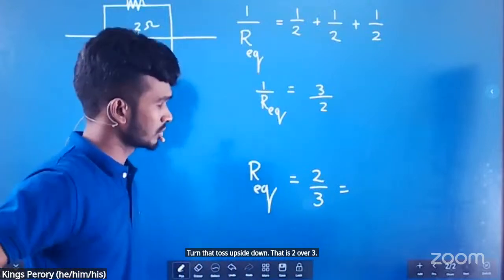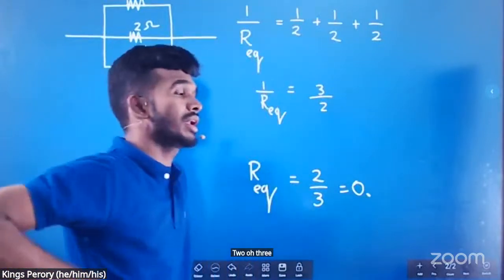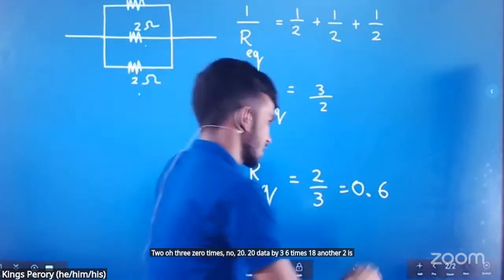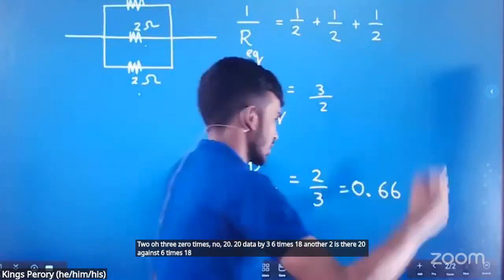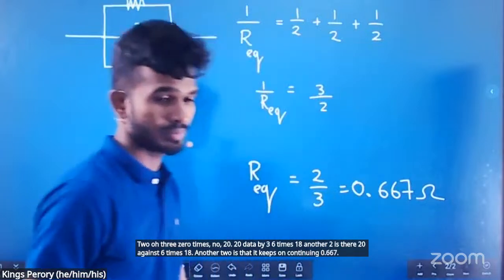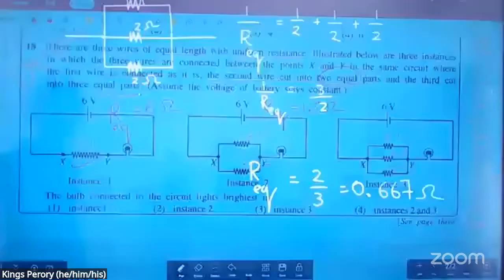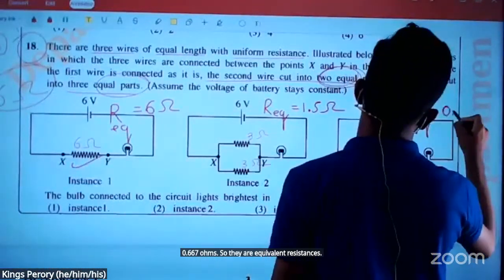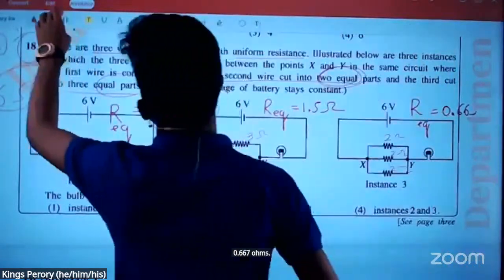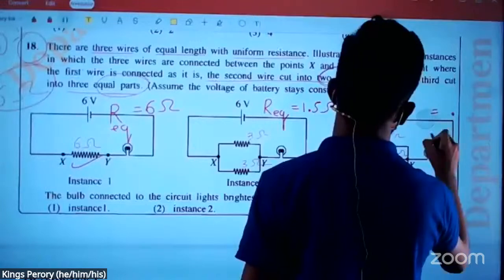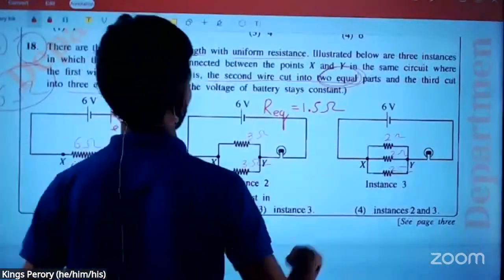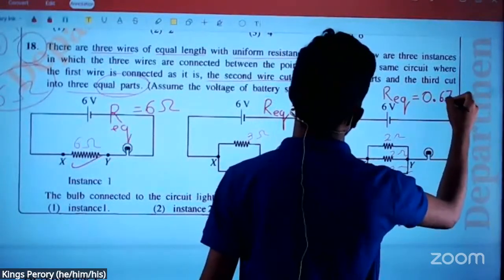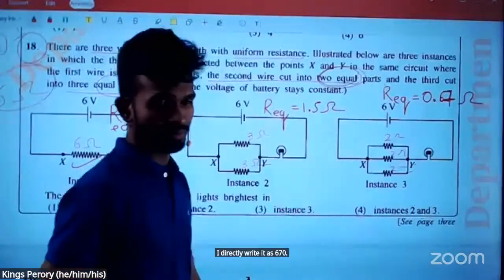How much is 2 over 3? 20 divided by 3, 6 times 18. Another 2 is there, 20 again, 6 times 18. It keeps on continuing. 0.667 ohms. So the equivalent resistance is 0.667 ohms. I'll directly write it as 0.67 ohm.